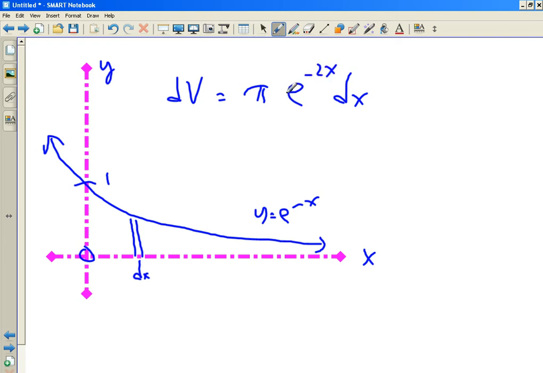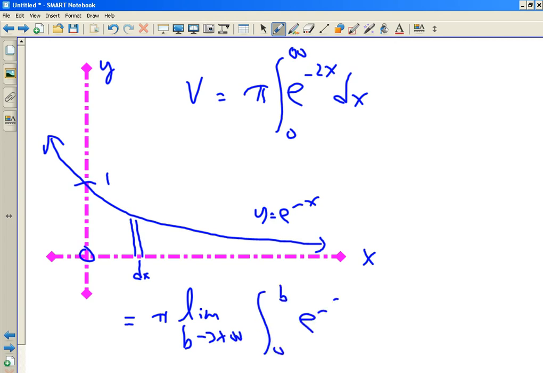Now, how do you convert this to an integral that represents the entire volume from x equals 0 on? I want the entire volume. So how do you change it? From 0 to infinity. There you go. So is this an A, a B, or a C case for improper integrals? Who's bad, A, B, or C? B. This is a B case. Okay, good. So rewrite it as a limit in b, right? Okay, so let's do it. Equals pi times the limit as b goes to positive infinity of the integral from 0 to b, e to the negative 2x dx.